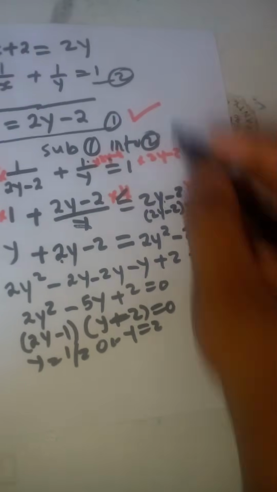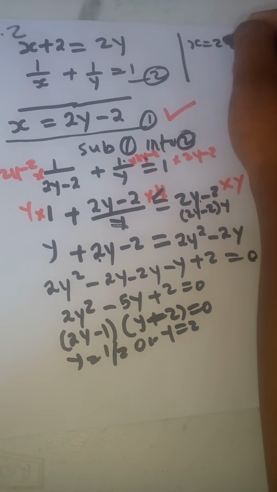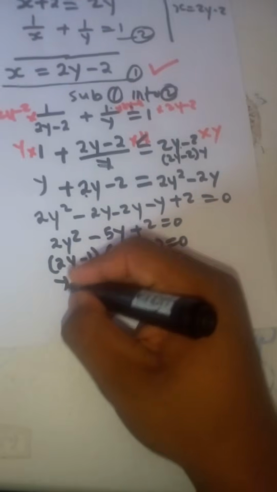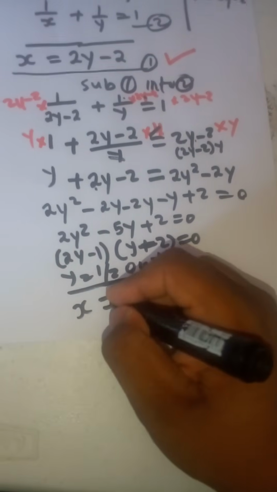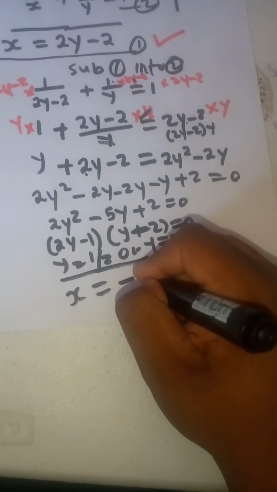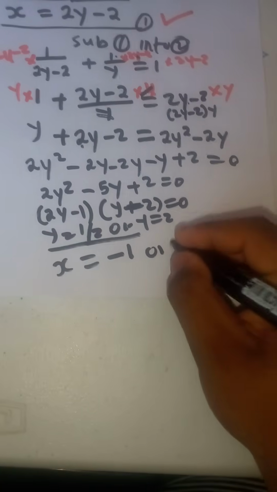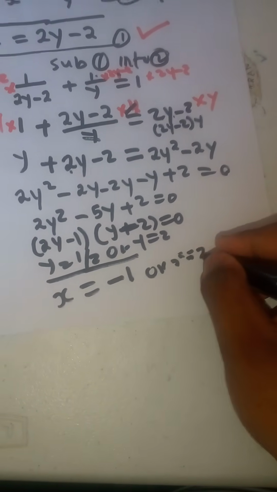So now let me write here, guys. I don't have space anymore. So I said x is equal to 2y minus 2. So we are simply going to substitute. Let me just use inspection because I don't have time. So x is going to be equal to what? Minus 1, or x is going to be equal to 2.